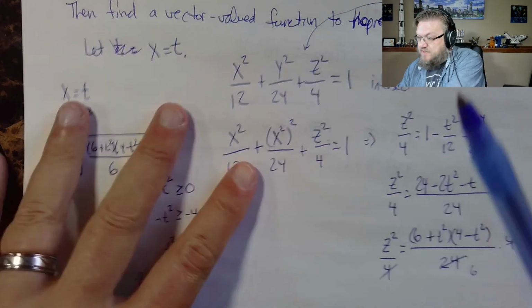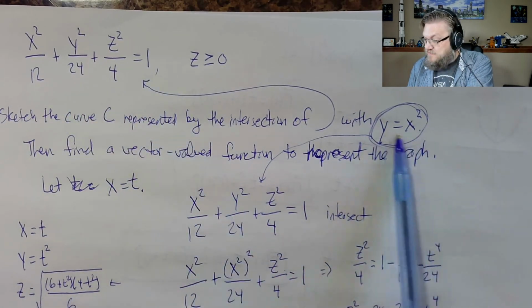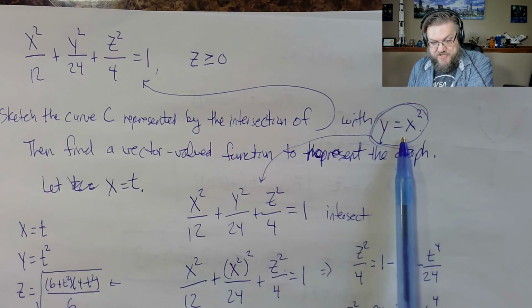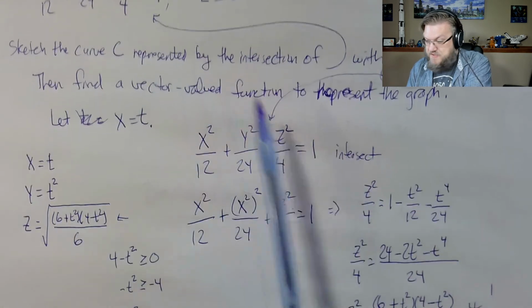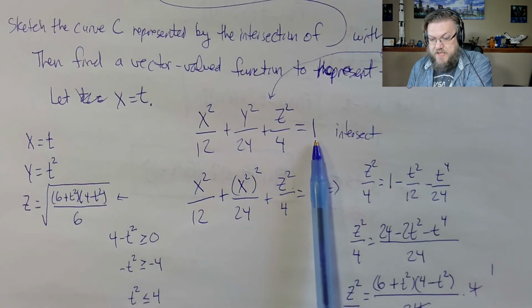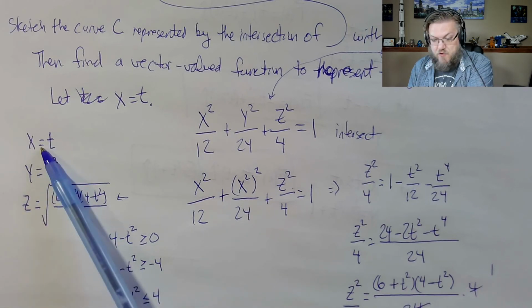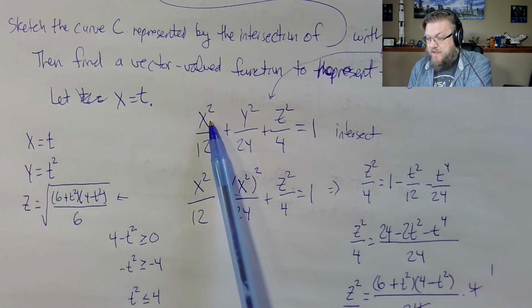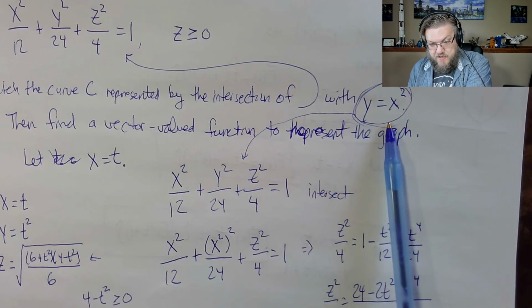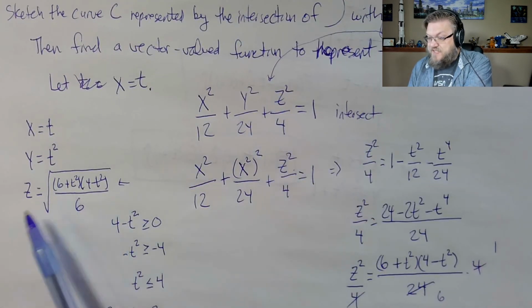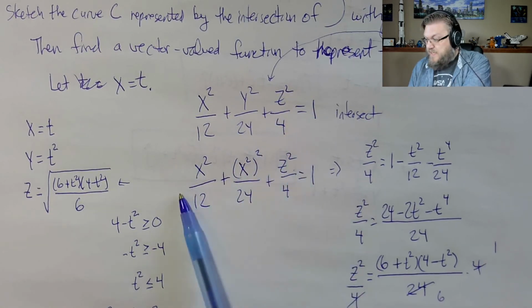So I started off with an equation for the ellipsoid. I had an equation for the cylinder. I wanted to intersect those. And so I plugged this condition into this to get here. Then I made just an attempt. You remember, there's multiple ways to do this. But then I said, well, what if we just let x be t? Well, then y would have to be t squared to make that true. And then for z, I would have to solve this for z to make sure that this is true. And so I did that.